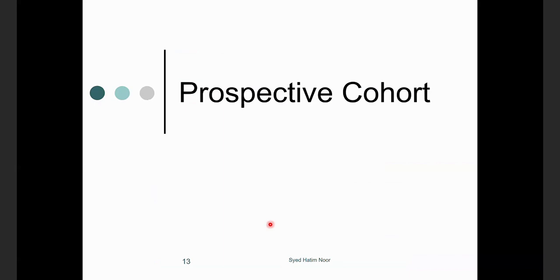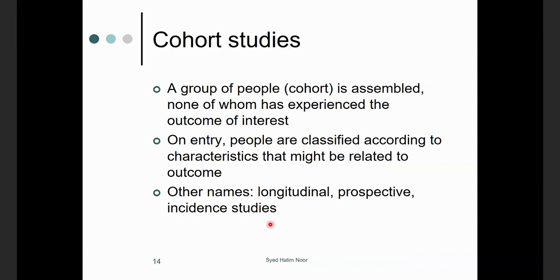So under observational study, there are four study designs that I will introduce to you: prospective cohort, retrospective cohort, case control study, and the last one is cross-sectional study. So, what is cohort? We go to prospective cohort first.